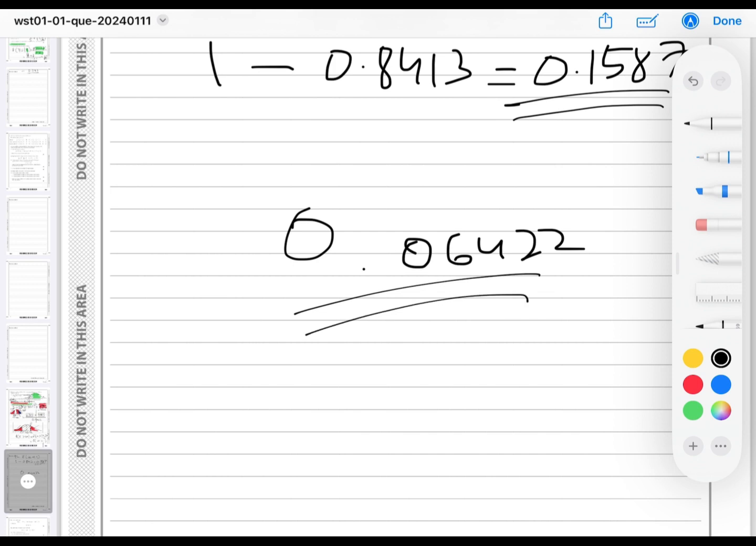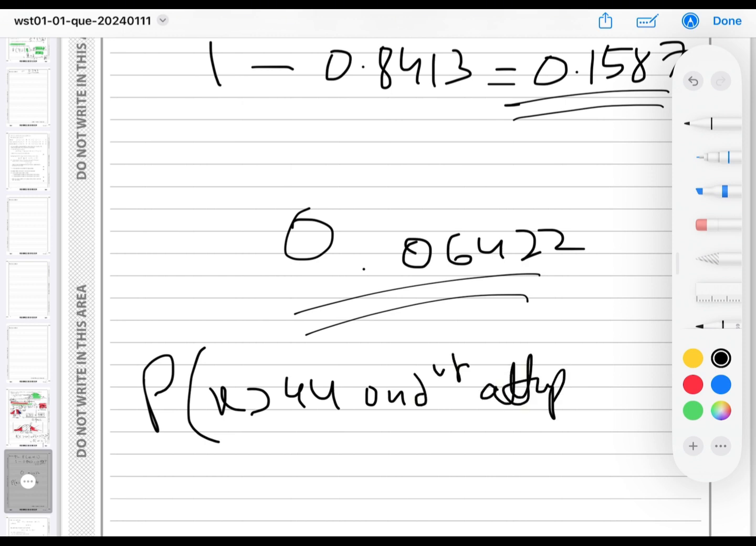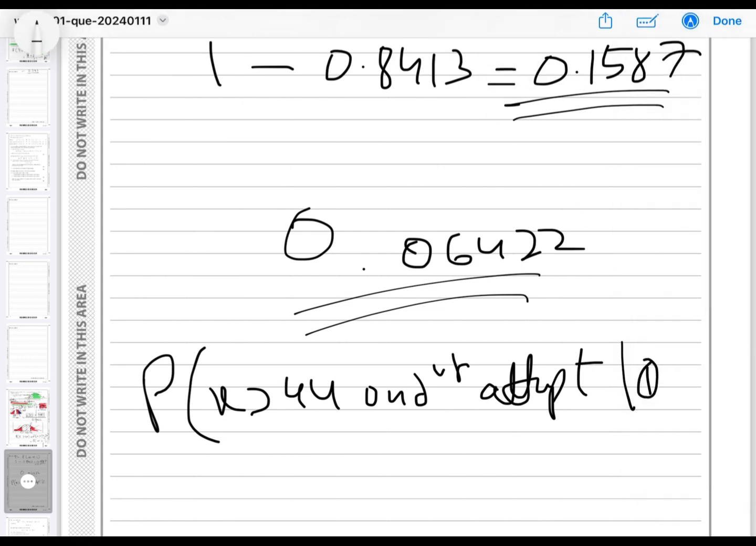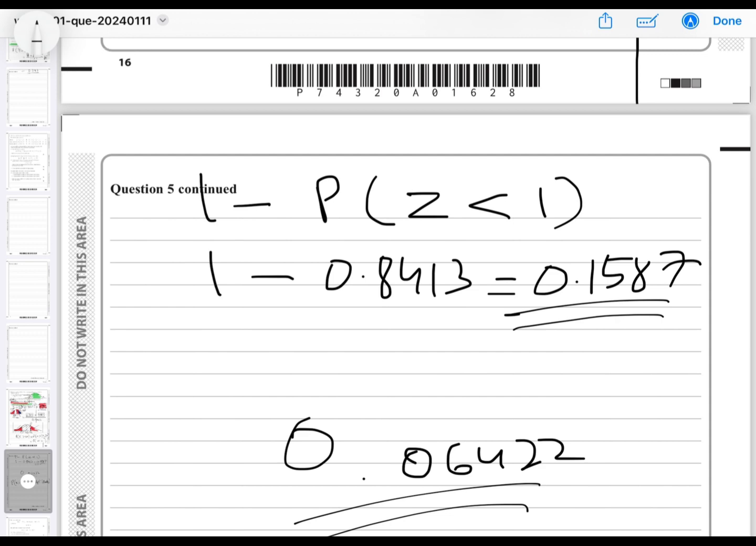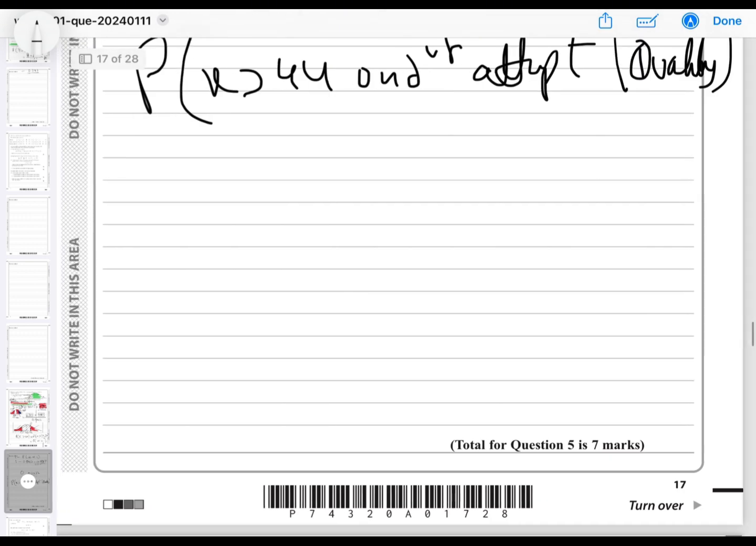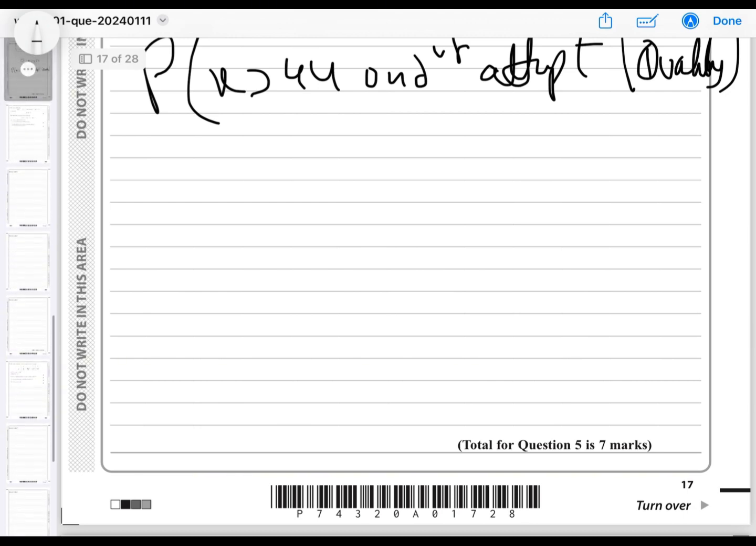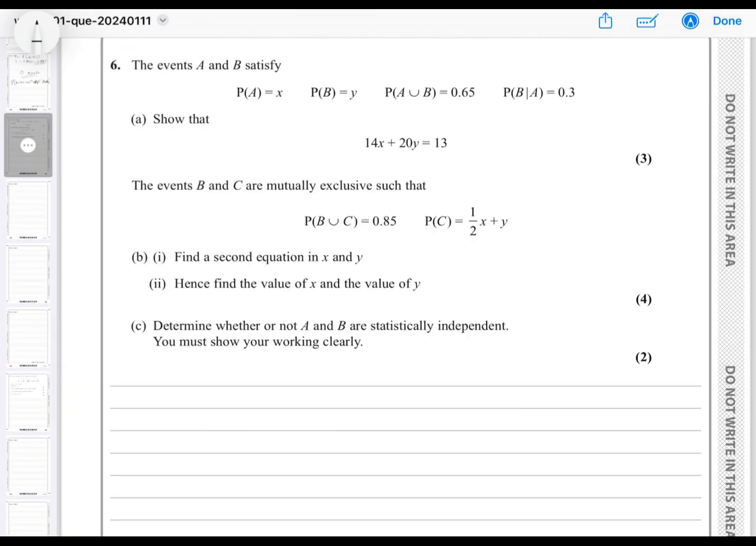And as this question is from conditional probability, you have to write it like this: x greater than 44 on the second attempt, keeping in view that the given thing is the qualification. This is the given thing, which we put in the denominator. Okay, so now this question is also done. Question number 5 is done. Now we will move towards the next one. So the next question is, now this is the next question.